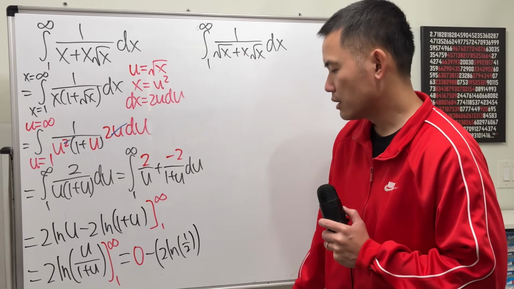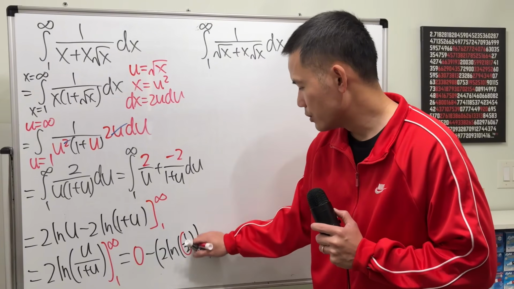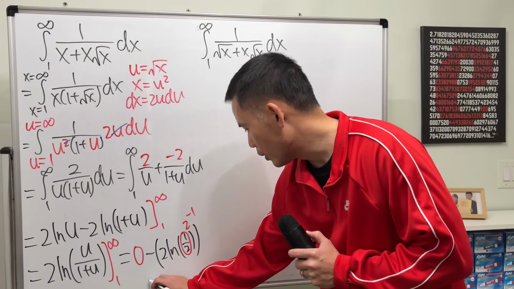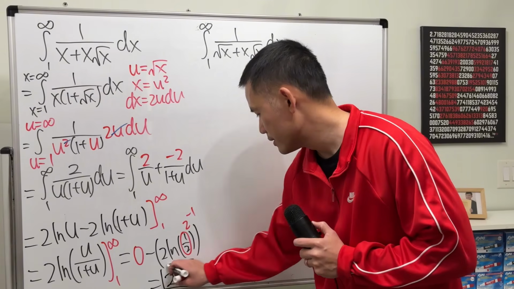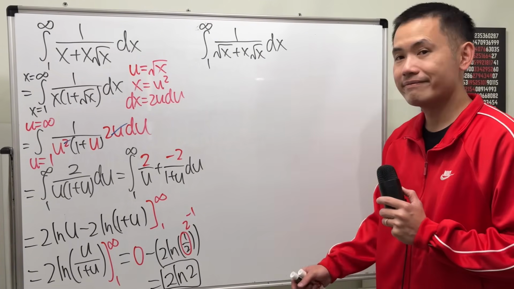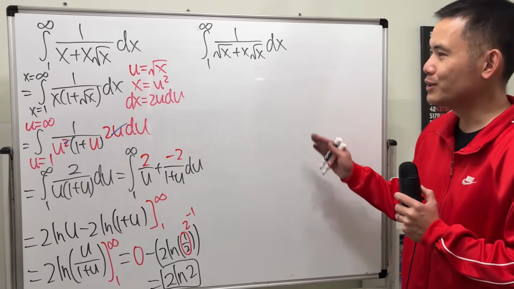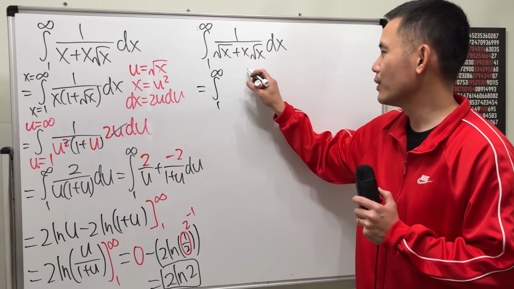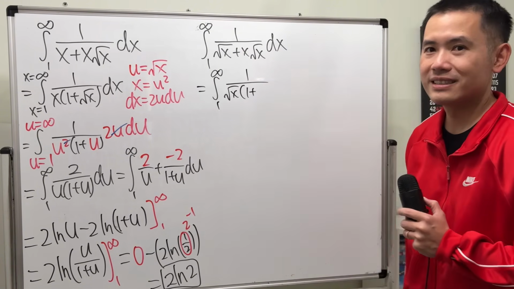That's pretty much it. And if you would like, you can actually turn this into 2 to the negative 1 power and then put the negative to the front. So altogether, we get positive 2 ln 2. So that will be the answer for it. Now, as for this one, I will still factor out the square root. You will see, it's not bad. The integral from 1 to infinity of 1 over square root of x times 1 plus x.